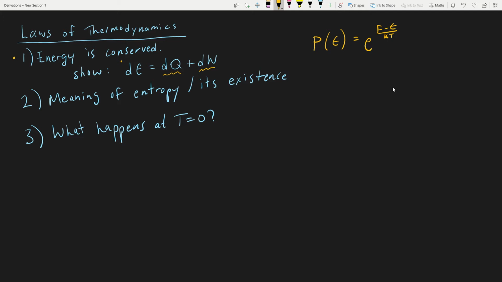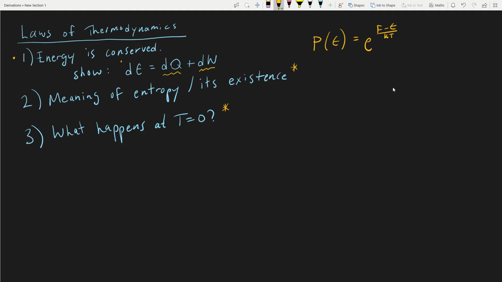Number two, we're going to talk about the meaning of entropy and its existence. I'm putting an asterisk here, a very simplified view of this law, and we're not going to go into detail on it. And then we're going to ask the question, what happens at T equals 0? Once again, a simplified view that's not extensive at all.